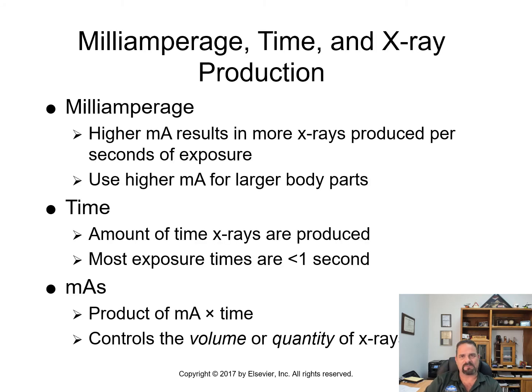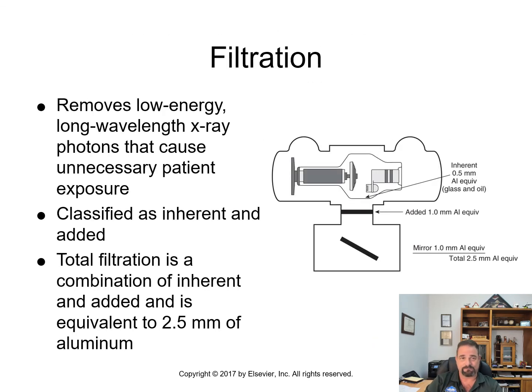Right, so milliamperage time in X-ray production. We need to be mindful of milliamps time in X-ray production, remembering that the higher milliamperage results in more X-rays produced per second of exposure. We use higher mAs for larger body parts, because we're having more time of exposure through mAs.